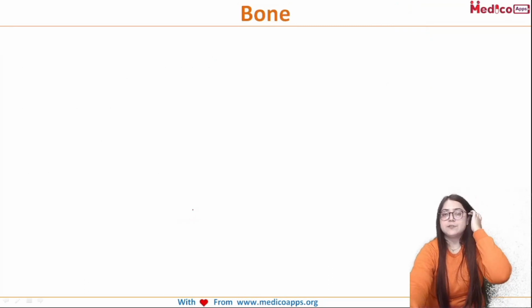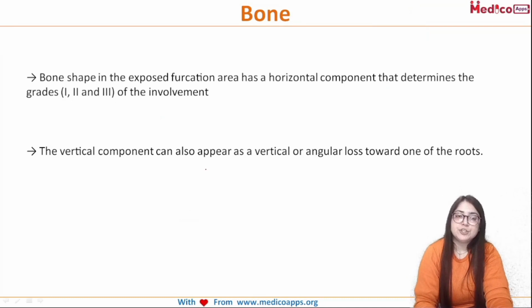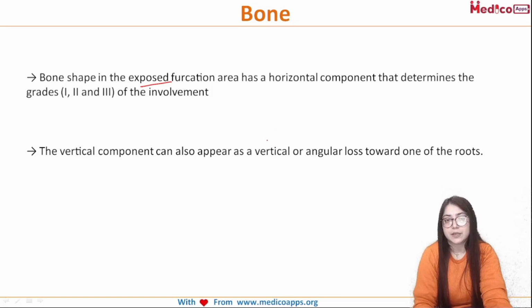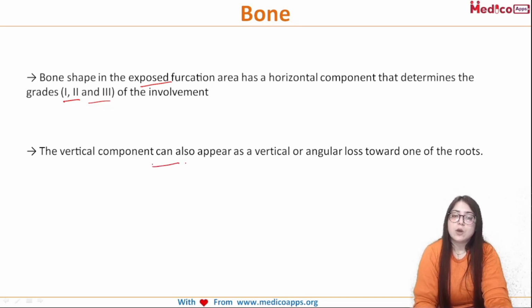Then coming on to the next factor, that is bone. Bone shape in the exposed furcation area has a horizontal component that determines the grading of this furcation involvement. It could be grade 1, grade 2, grade 3. I'll be telling you in the next slides what is grade 1, grade 2 and grade 3. Eventually, if it is around 3 millimeters, then it is said to be grade 1. We'll be seeing that. Now the vertical component can also appear as a vertical or angular loss towards one of the root surfaces.